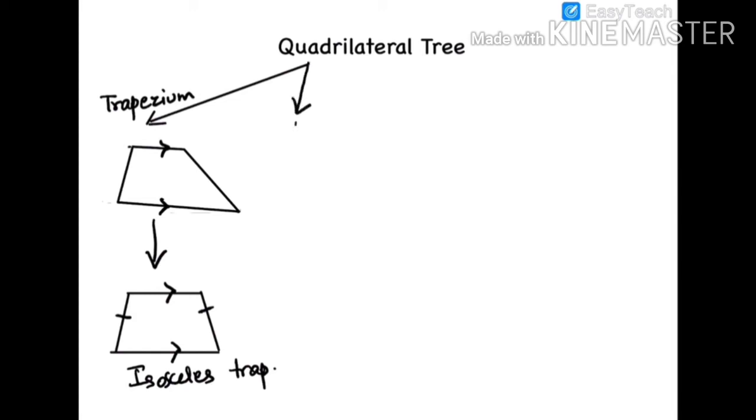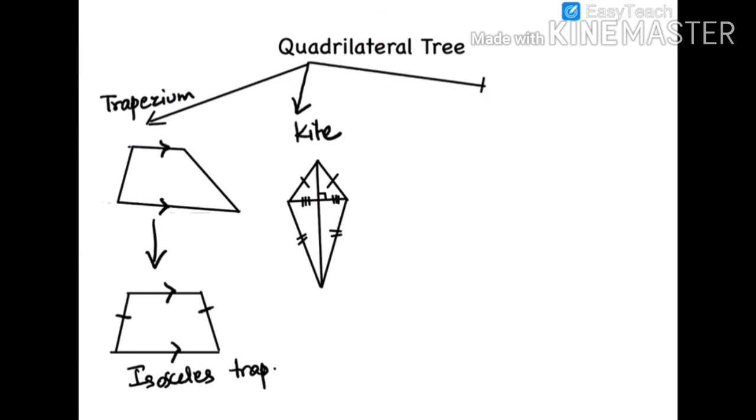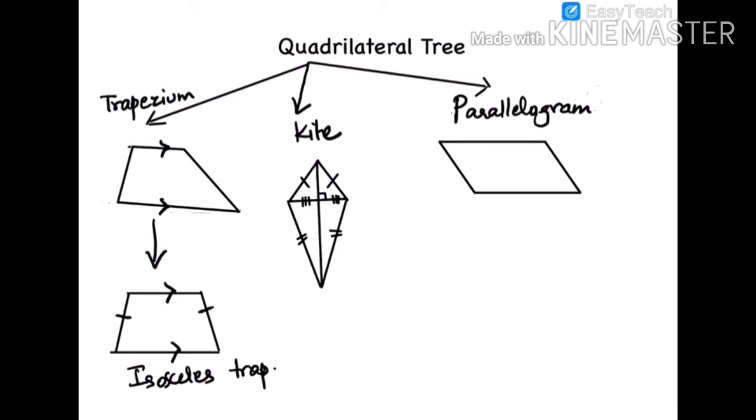Then we studied about kite. In a kite, two adjacent sides are equal and the other pair of adjacent sides is also equal. The diagonals are perpendicular and only one diagonal is bisected. Then we studied about the third type of quadrilateral, which is a parallelogram. A parallelogram has opposite sides parallel and equal. The diagonals will be bisecting each other.